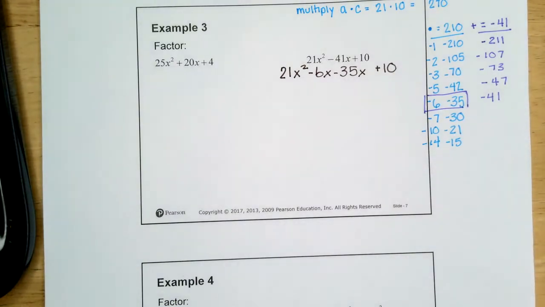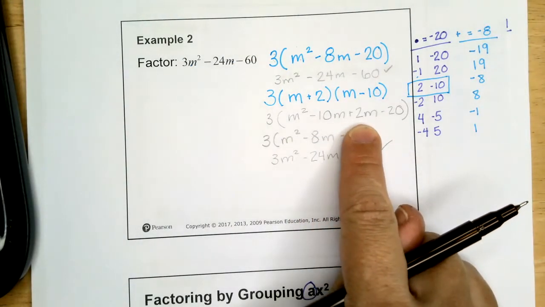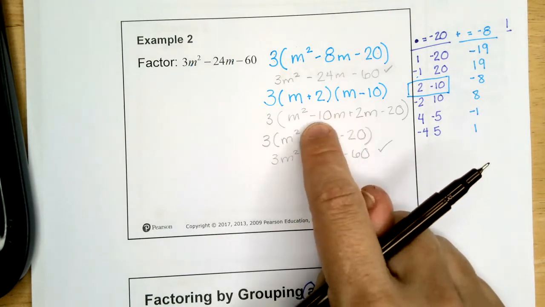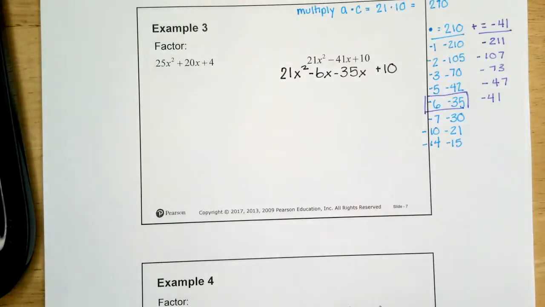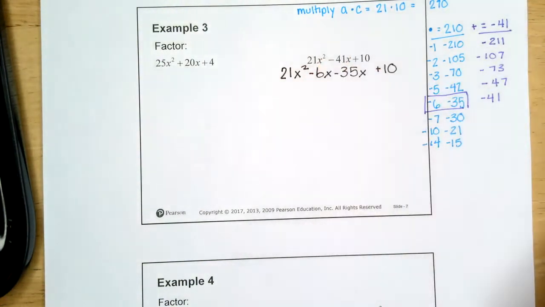Which is just like, remember we were reverse foiling? And like when we were doing this one, we had negative 10m and plus 2m. So it's kind of like we went from the negative 8 to the negative 10 plus the 2. So we went from negative 41 to 2 different terms that add to negative 41x. Okay. Now I want to factor by grouping. This sounds difficult, but we will get used to it.